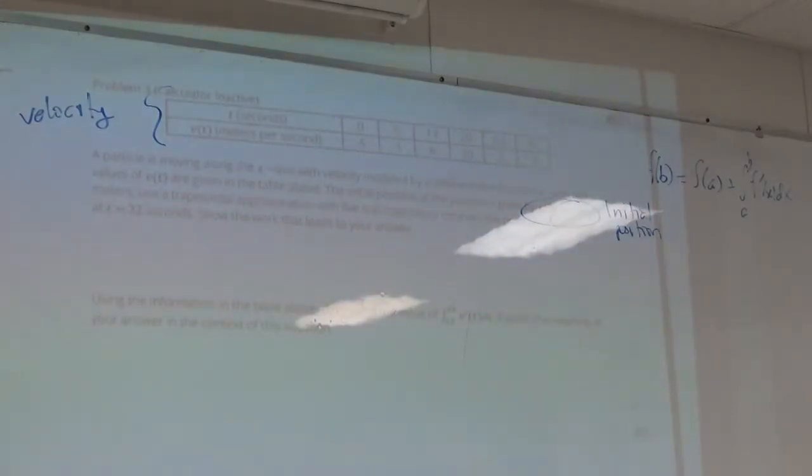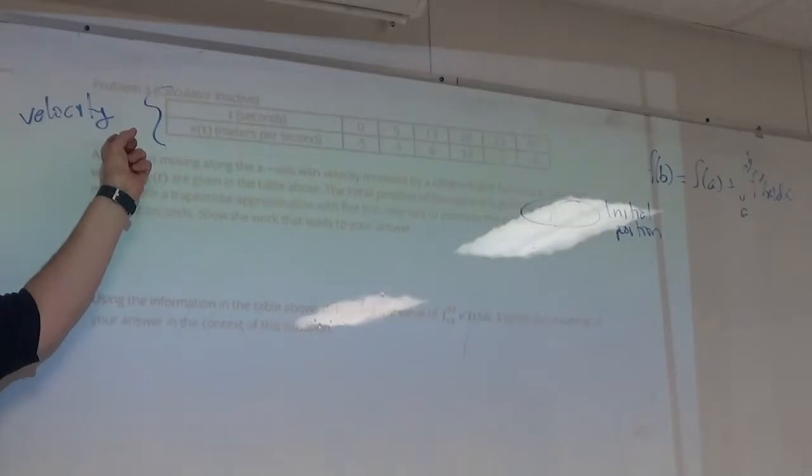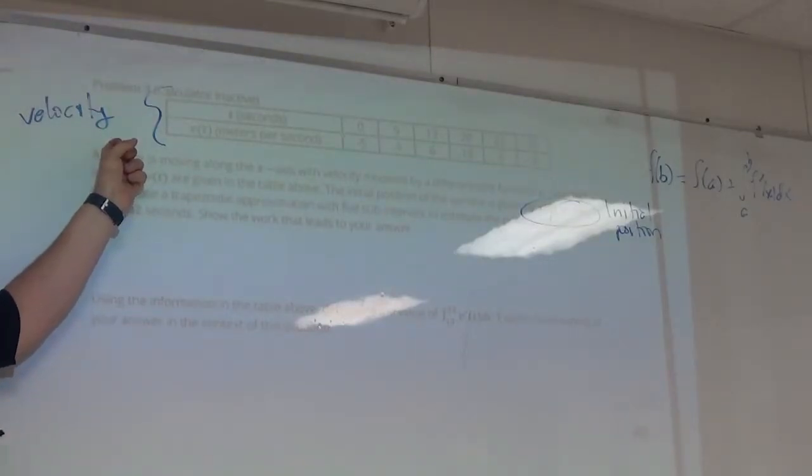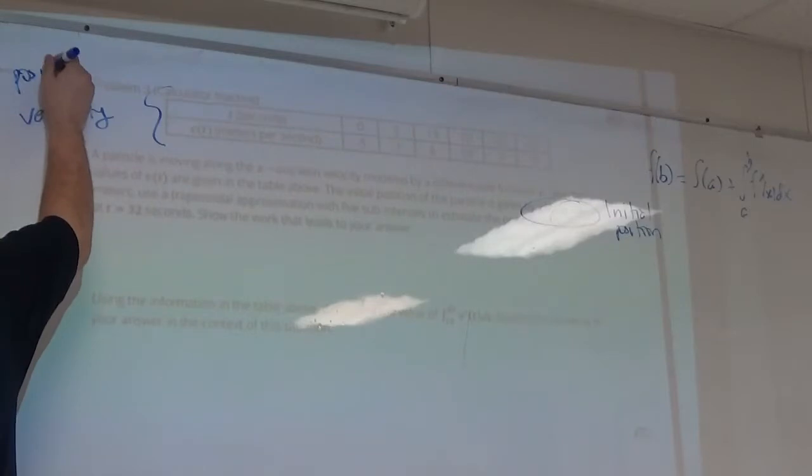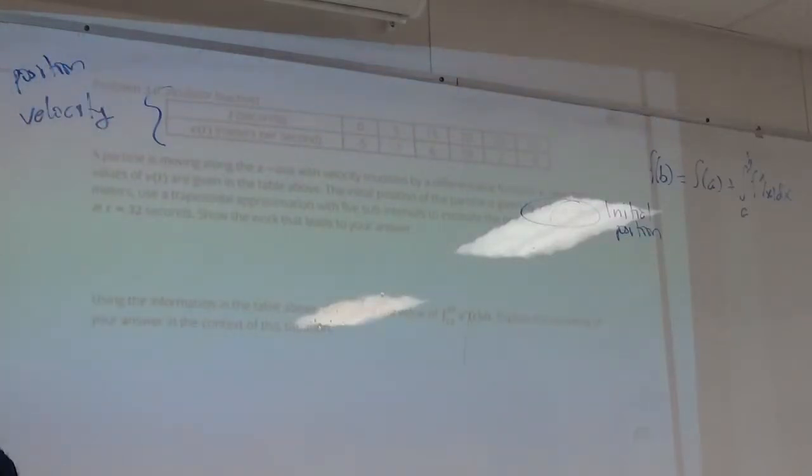If you find the area for velocity, you get position. I disagree with you. If you find the area underneath velocity, you do not get position. You get displacement. Why? Well, that's because velocity, if I start with position, how do I go from position to velocity? Slope. It's the derivative, it's the slope.